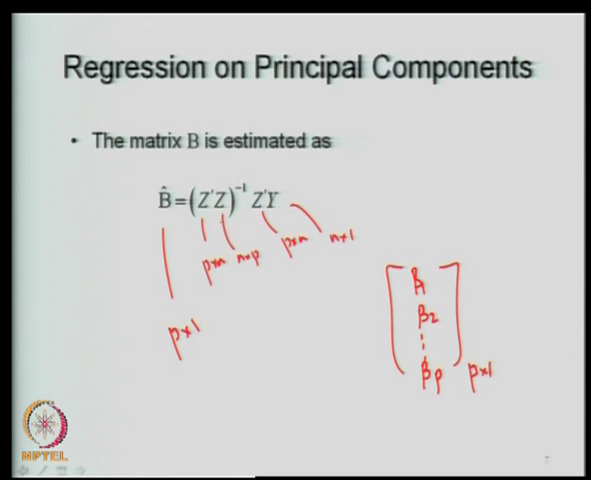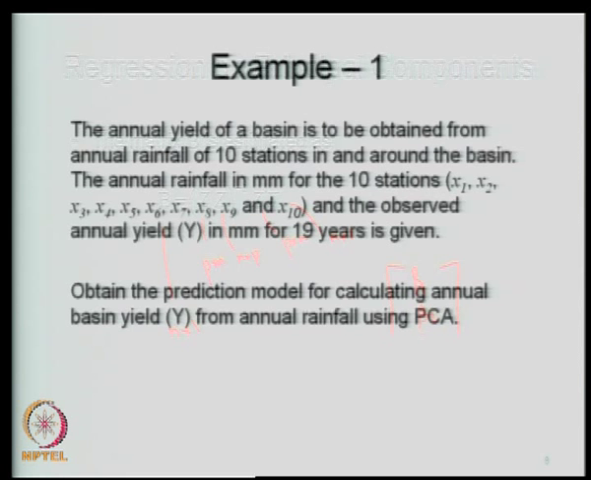So, essentially we write y is equal to z into b, and then our aim is to obtain this b, and this is how we obtain b from this. Once these are fixed, that is these are estimated, beta 1, beta 2 etcetera beta p, then your regression equation is in place. So, let us look at an example now.